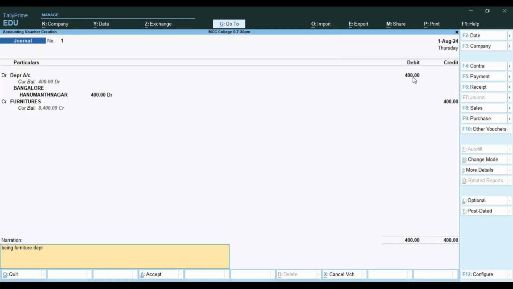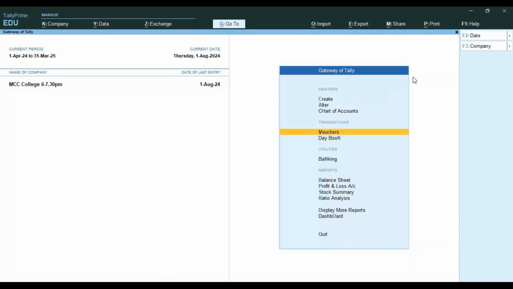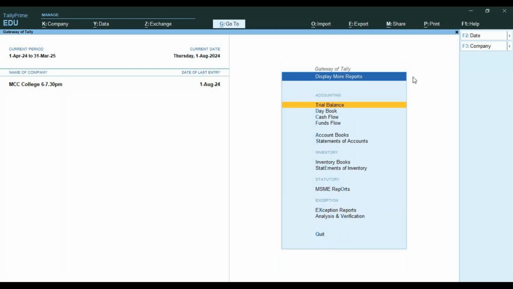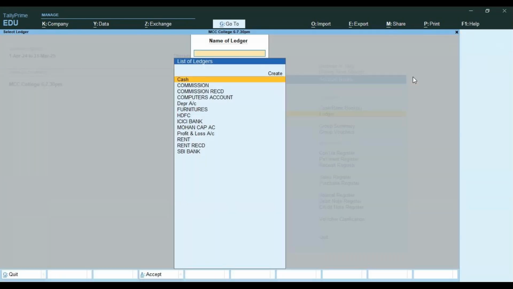Ma'am, how do we see how much is there in that particular ledger? So I will show you again. Go to reports, go to account books, ledger. Now don't ask me, ma'am, how did you go to this. I will tell you the steps again.